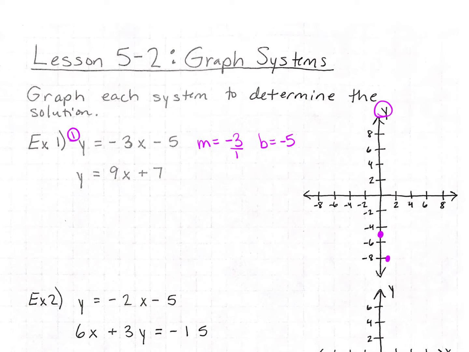That's the same thing as going the other direction: up 3, left 1, plot a point. I can keep doing that, up 3, left 1, plot a point, and I can do that one more time. And then I can just draw a line through those points, all the way through my coordinate plane.